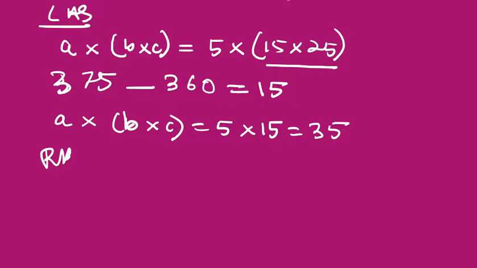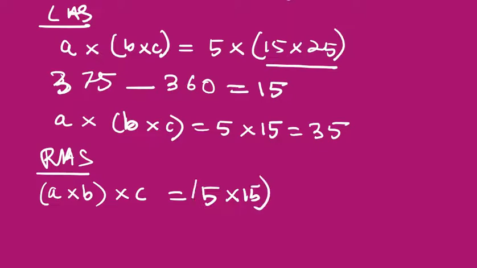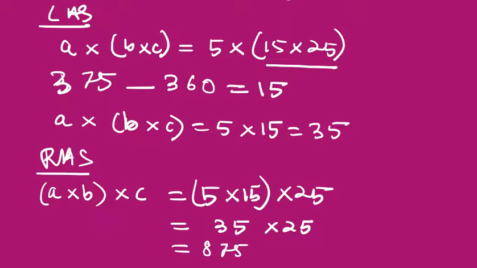Now going on to the RHS. In the RHS, you're going to get A into B, and this is into C. So this is 5 into 15 first and then into 25. Okay, so 5 into 15 is 75. 75 means 35, and 35 into 25. What is 35 into 25? 35 into 25 is 875. So that is 875 minus 800. That is 75, and 75 is again equal to 35. So that is your A into B into C.